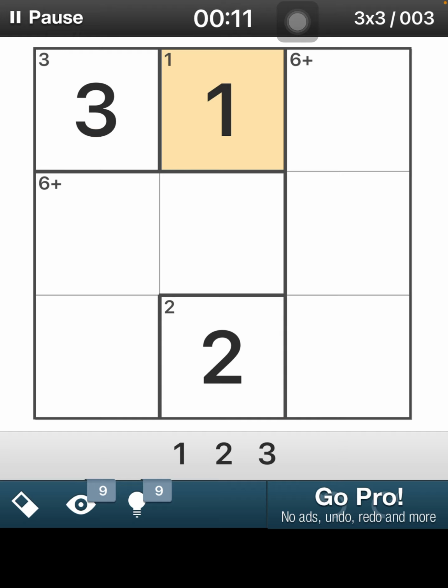This row has to have 1, 2, 3. It has 1 and 3 already. So I know this one has to be 2. This column, same, it needs 1, 2, and 3. It already has a 1 and has a 2. So I know this has to be 3.